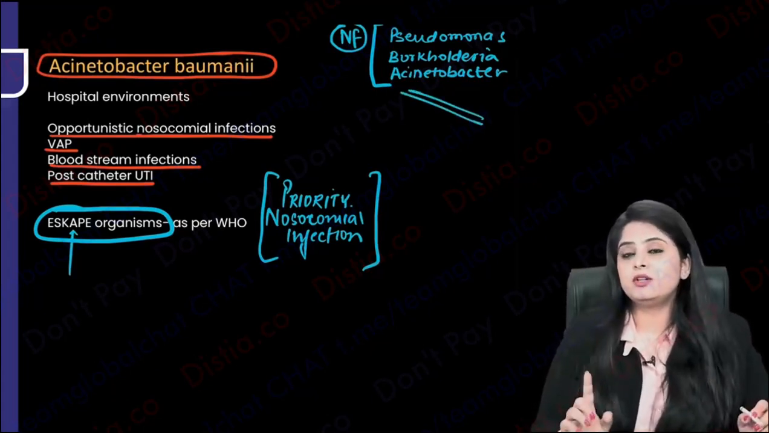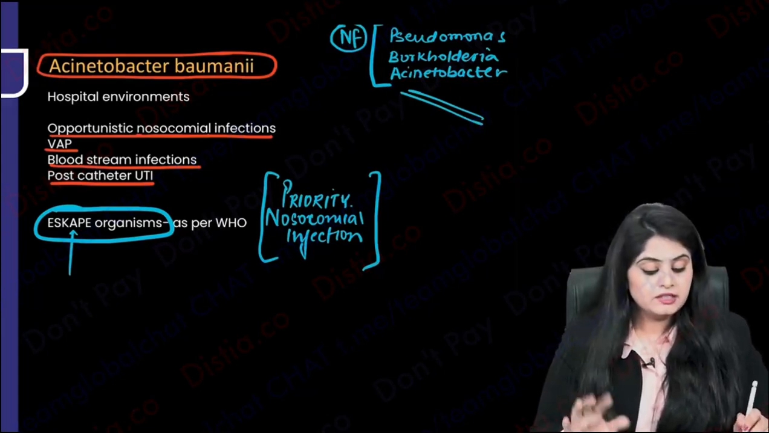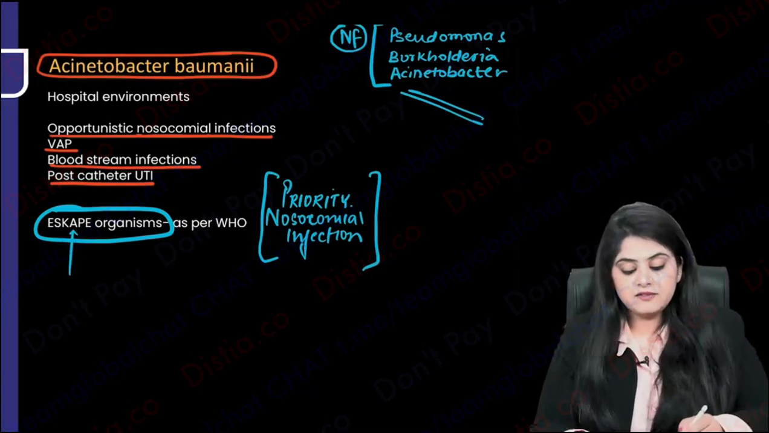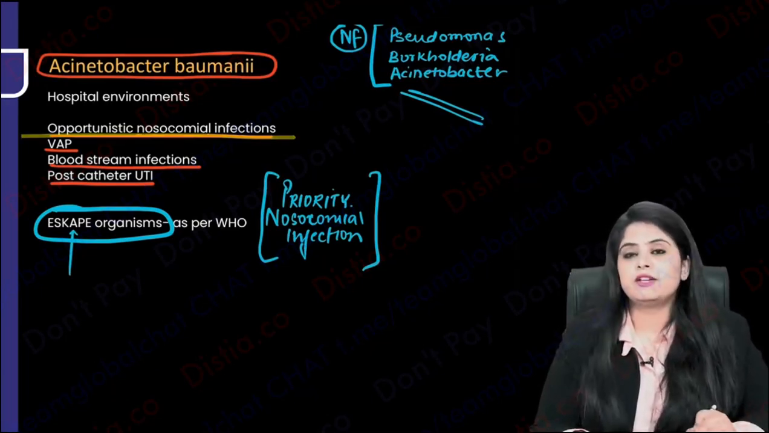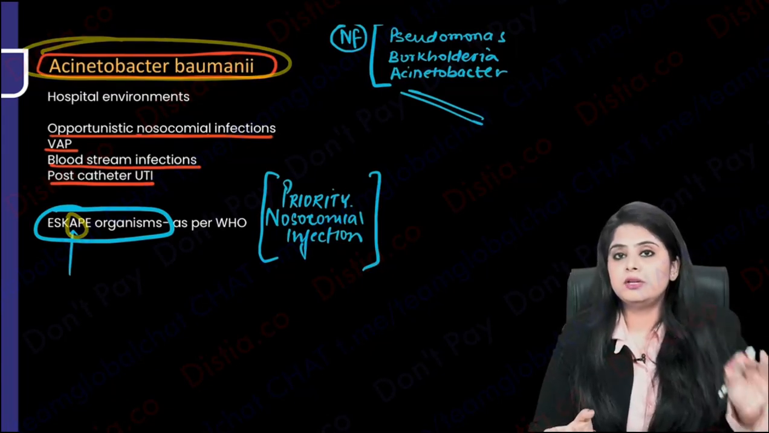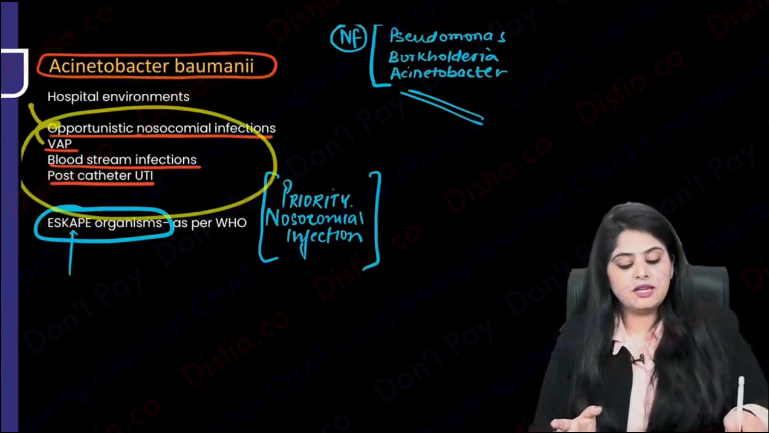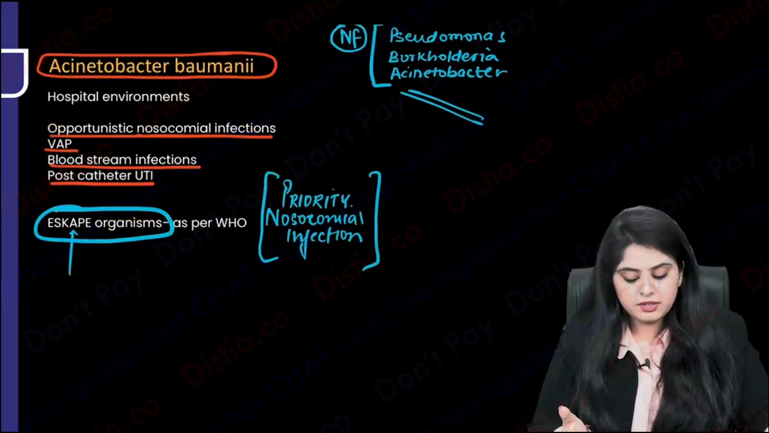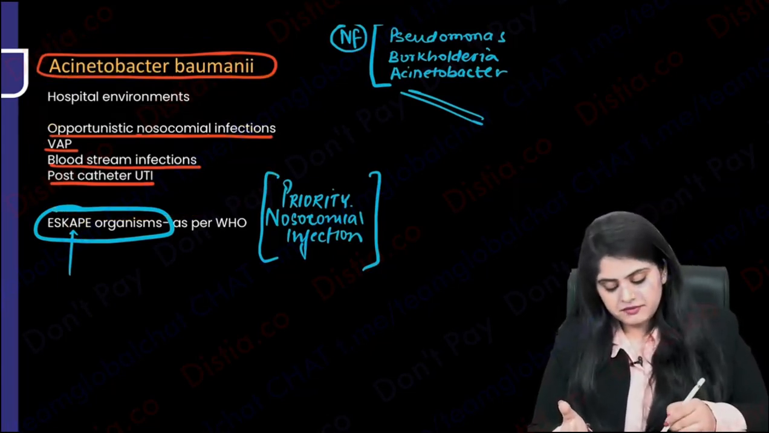So if you remember, Acinetobacter baumannii was a type of this particular ESCAPE group that is very famous for causing nosocomial infections, hospital wala infection. So there is nothing more to read. If I know Acinetobacter baumannii comes under ESCAPE organisms, hospital wala infections, then it is found in the hospital environment. Perfect. Let's move forward. What is the next one that we have to know?